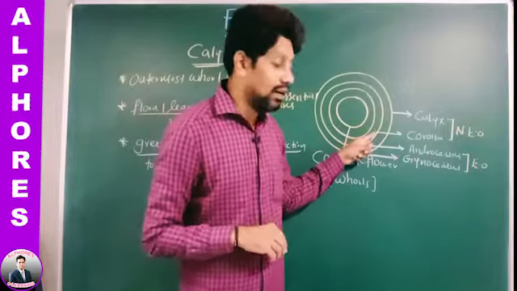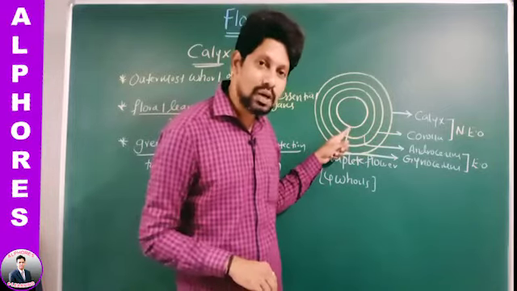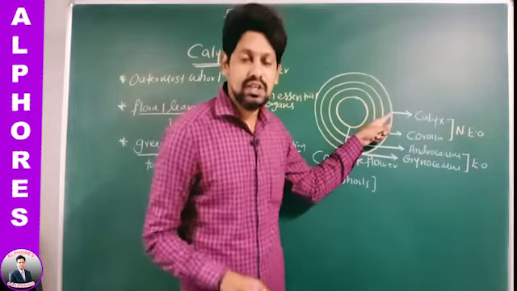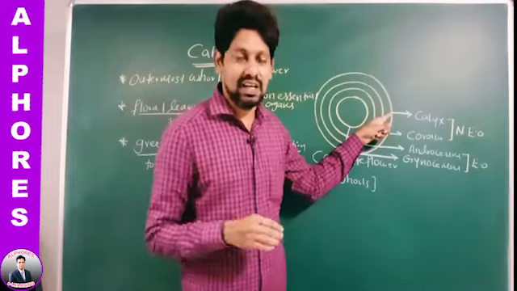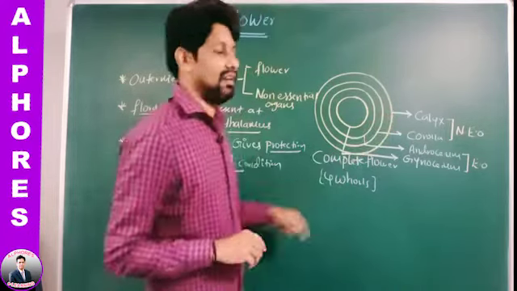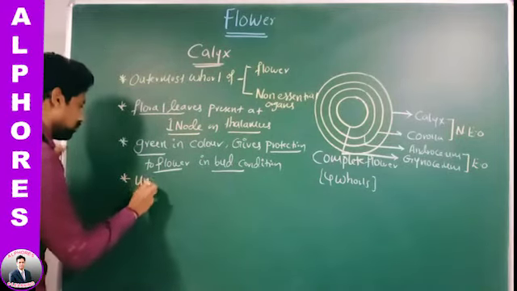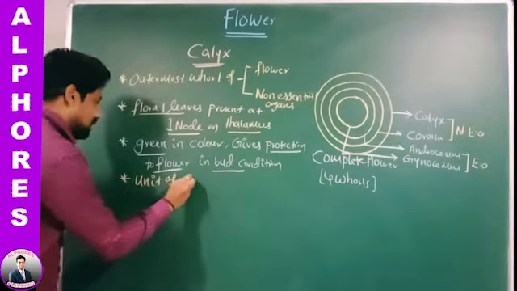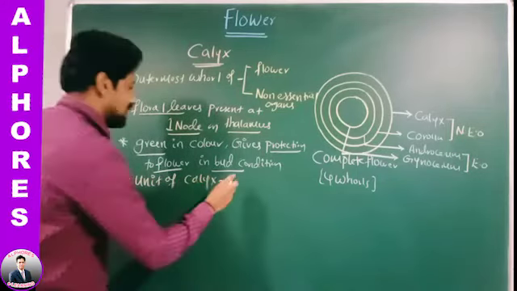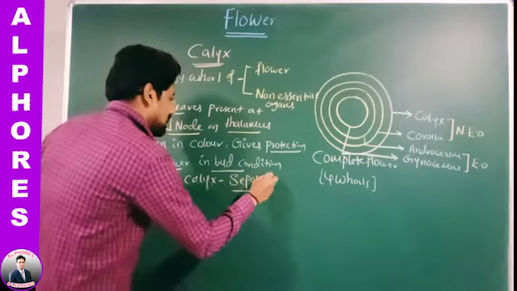Calyx is made up of what? Sepals. Corolla is made up of petals. Androecium is made up of stamens. Gynoecium is made up of carpels. Calyx is made up of sepals. What is the unit of calyx? Sepals.